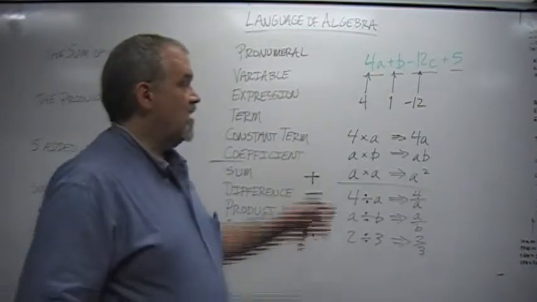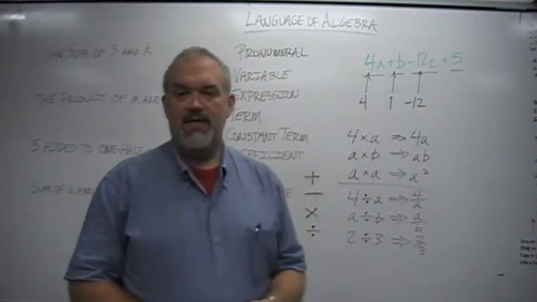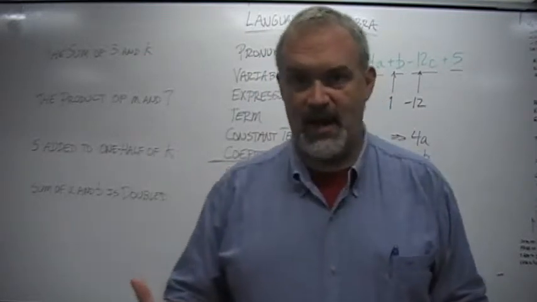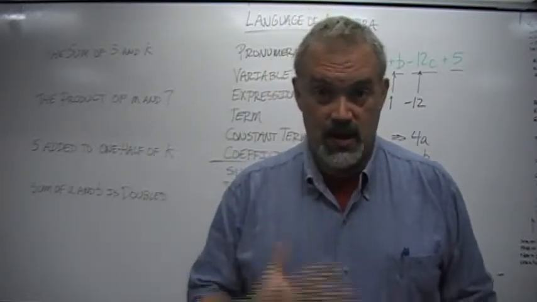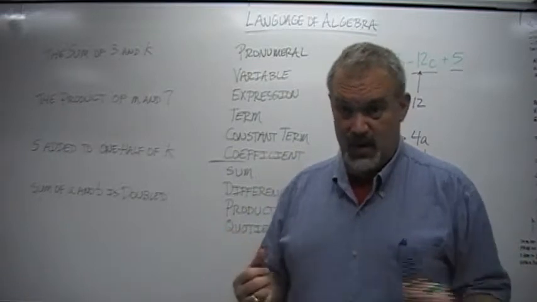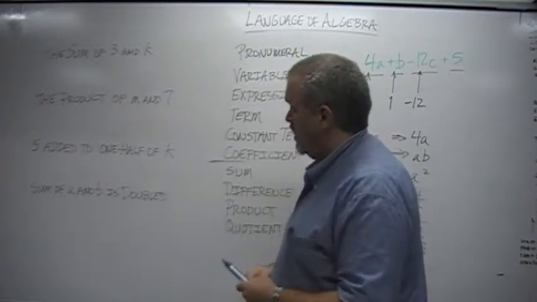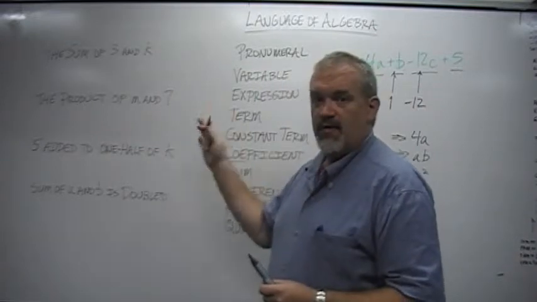Now, we've talked about how these work. Let me give you another example. Because what we're often doing when we talk about algebra is trying to turn words into numbers or into mathematical expressions. So we're going to use some examples here. The first one, the sum of 3 and 4.